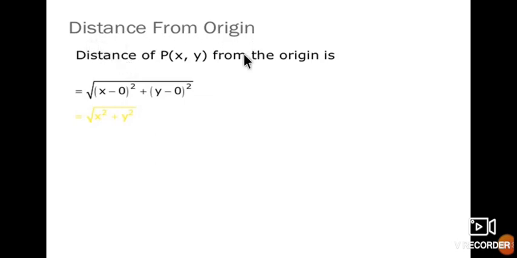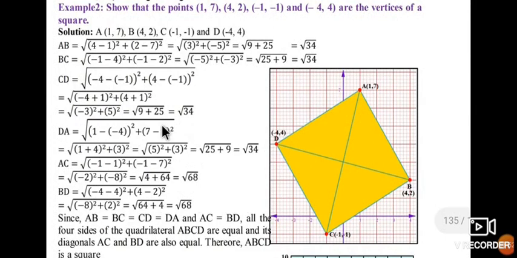The distance of the point P of (x, y) from the origin is square root of (x minus 0) whole square plus (y minus 0) whole square, that is x square plus y square. The formula for the distance from the origin to any point is square root of x square plus y square. This is the formula to find the distance between the points from the origin to any point, that is called square root of x square plus y square.